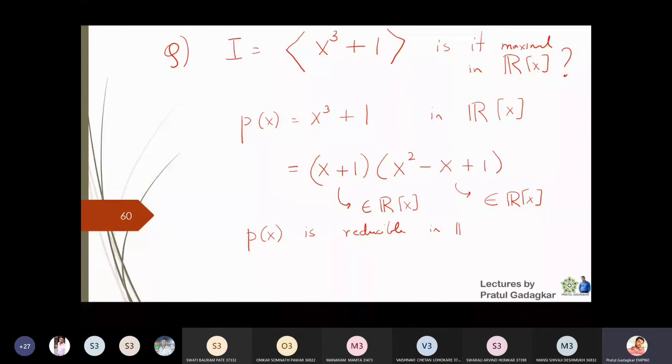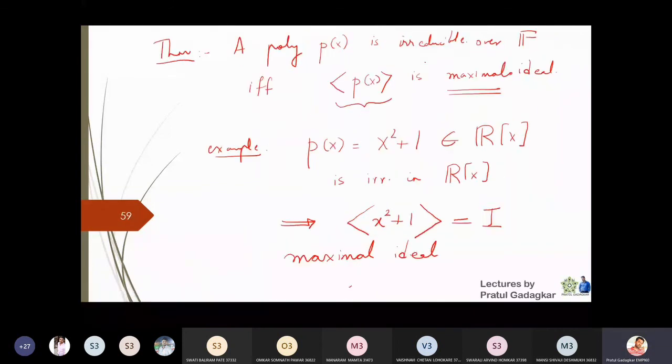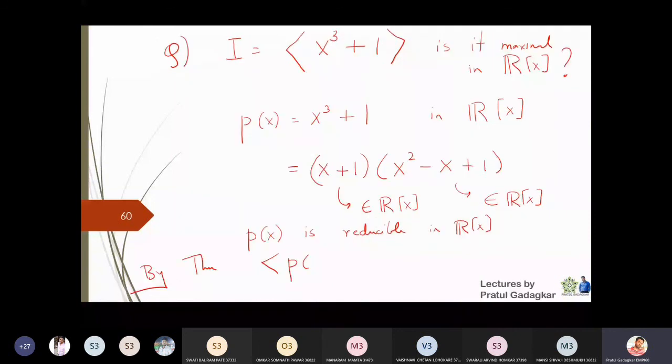And therefore, by the above theorem, what does the theorem say? That if it is irreducible, then the ideal is maximal. So I got that the polynomial is reducible. And therefore, this means that the ideal generated by the polynomial p(x), means the ideal generated by x cube plus 1, is not a maximal ideal.